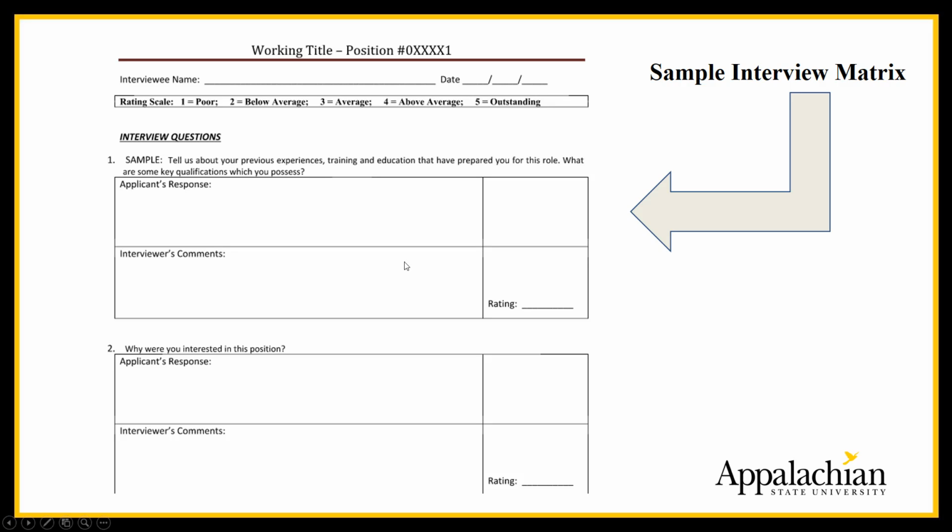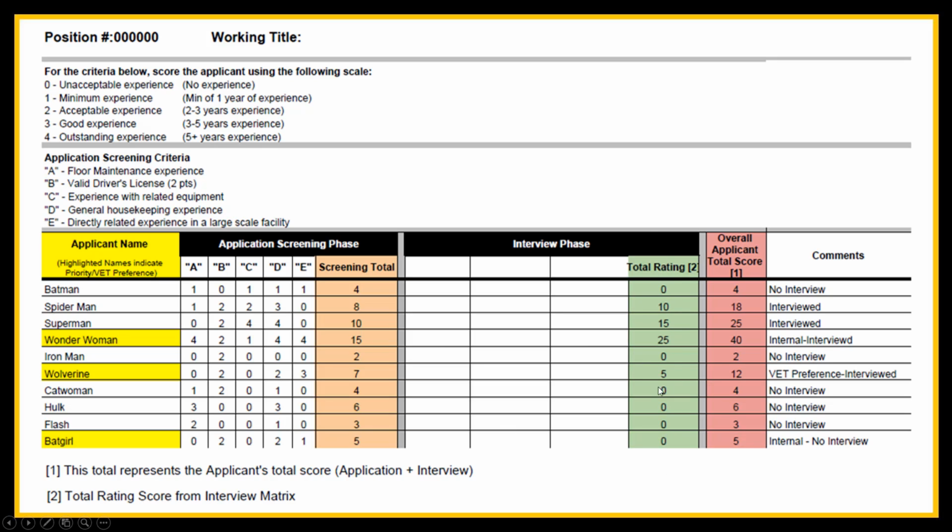So we would go through this interview matrix, and you can see each question, which is developed by the search chair and the search committee based on the requirements of the job. You would go through and take consistent notes based on the applicant's response, and then give each question a rating. At the bottom of this matrix will be a total score. This total score will then be applied here under the green column for total rating in the interview phase. Once you have that, then you can clearly see here in the red column the overall applicant total score.